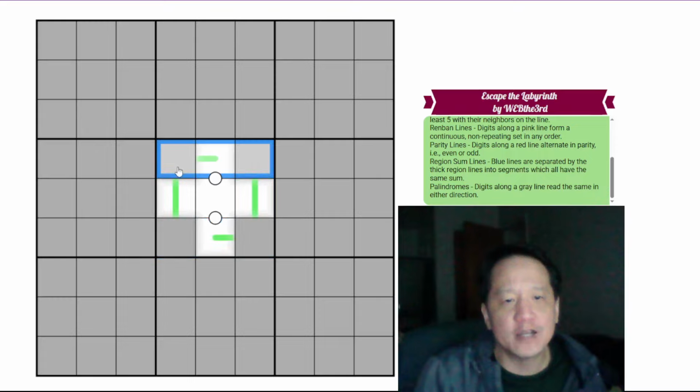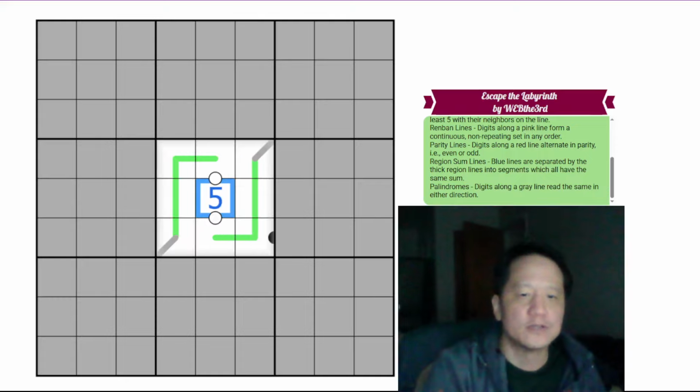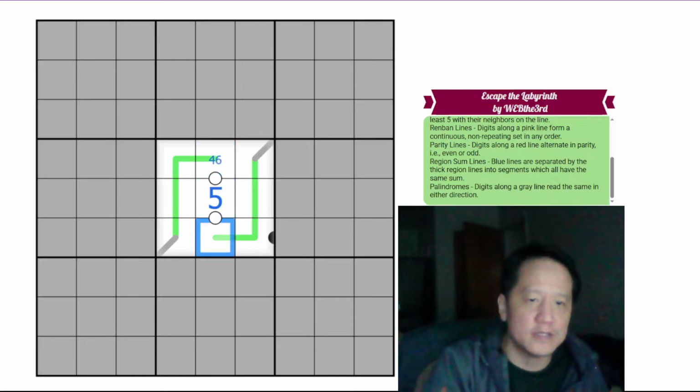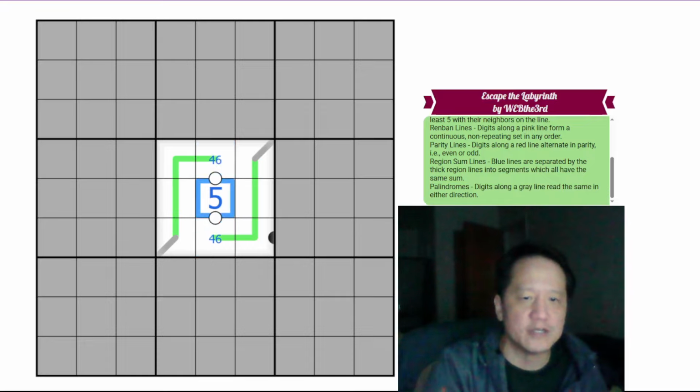So 5 can never appear on a Whisper 5 line in normal Sudoku. So where is 5 in the central box? It has to be here. So this is 5. That forces this to be 4 or 6, and this to be 4 or 6, to be consecutive with 5. That's consecutive.